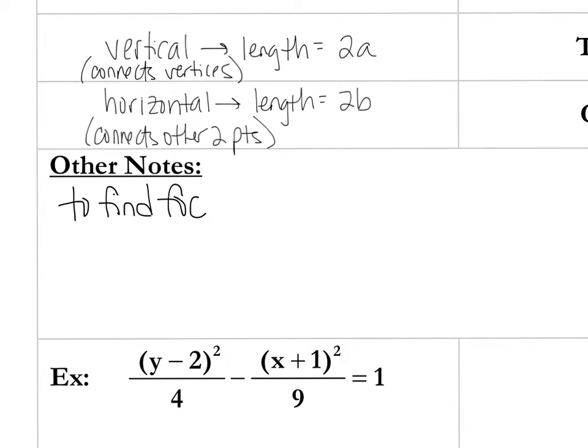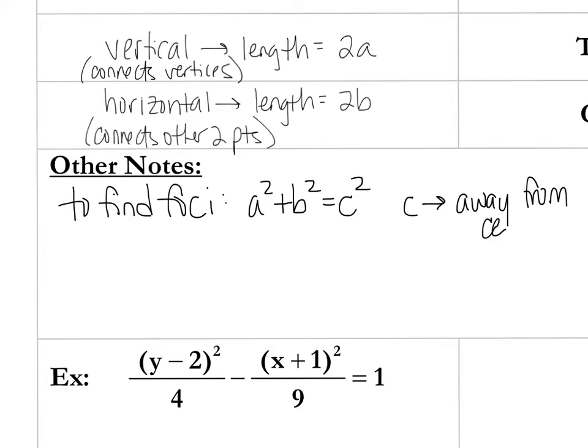To find foci. Remember for ellipses we did that Pythagorean theorem type of formula with a minus sign? Well, for hyperbolas we actually do a straight Pythagorean theorem: a squared plus b squared equals c squared. And then that c is where the foci are located away from the center. So once you find c, it's exactly the same way we did for ellipses. You start on the center and you count either up and down or left and right, whatever c is, to find where those foci are.